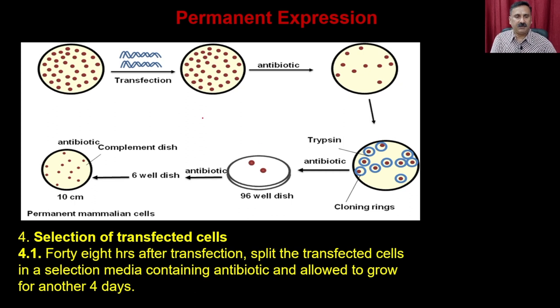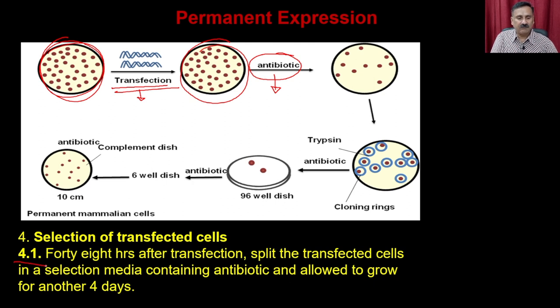So this is what we are going to do. First you're going to plate the cells, then you're going to do transfection with the help of suitable transfection reagents. Once you have the transfection, you're going to do the antibiotic screening. You can use puromycin, and you have a lot of options of different types of antibiotics you can use, and then you are going to do the selection of the transfected cells.